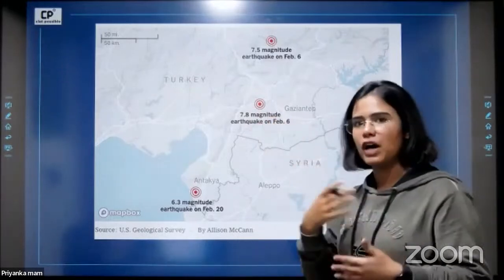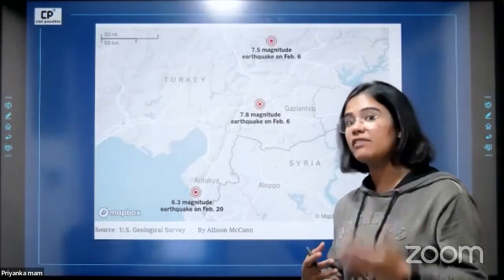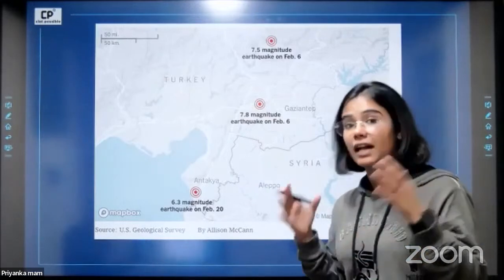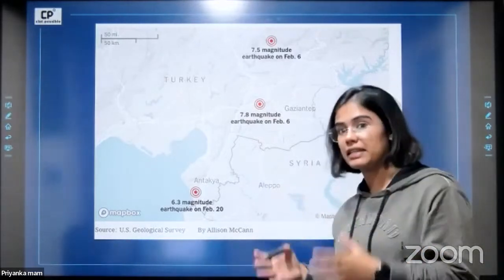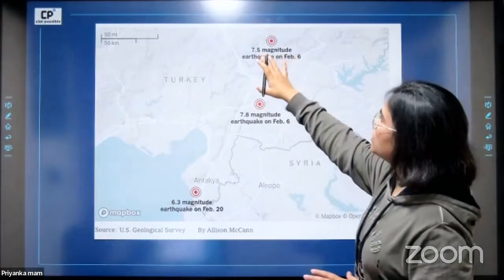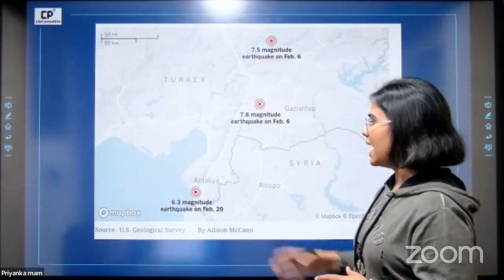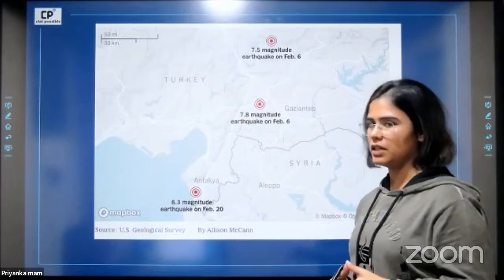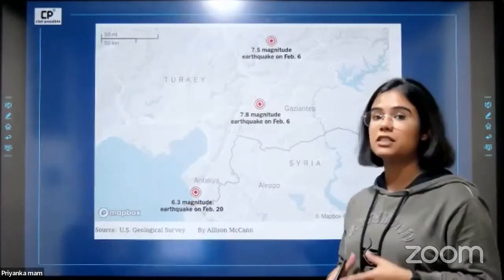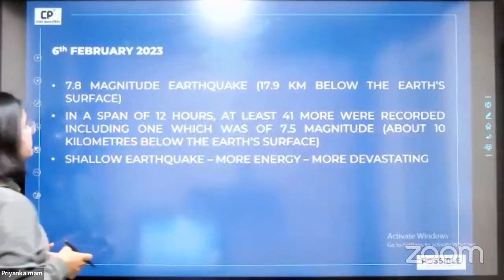Then there were a lot of aftershocks. In fact, there were around 41 aftershocks that took place in a span of 12 hours right after that, one of which was of a huge magnitude. We'll understand the meaning of magnitude and intensity and what the difference is. But right now, let's look at this. There was another one of 7.5 magnitude on the 6th of February. And the one that happened on the 20th of February, just now, had a magnitude of 6.3, right? So let's go on to the next one.